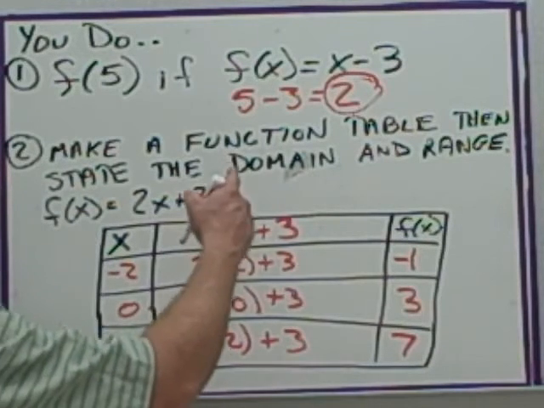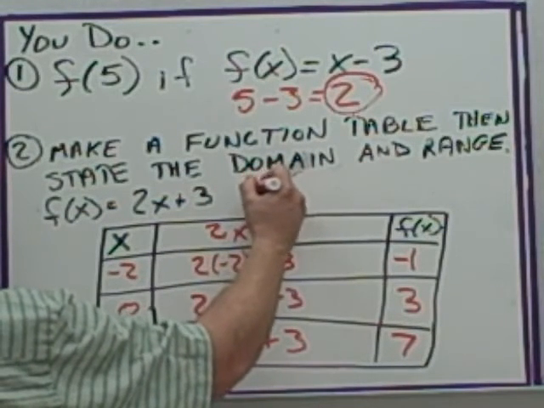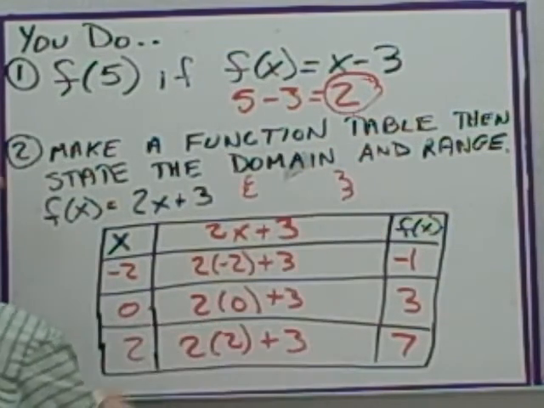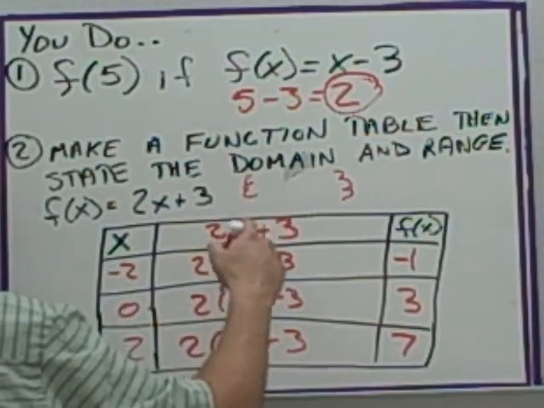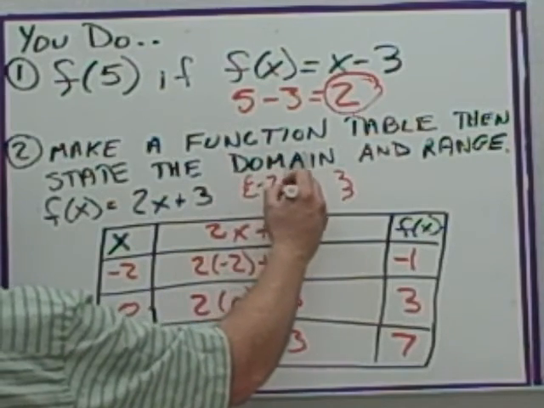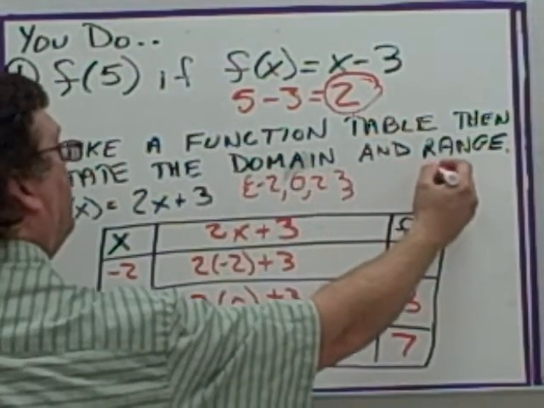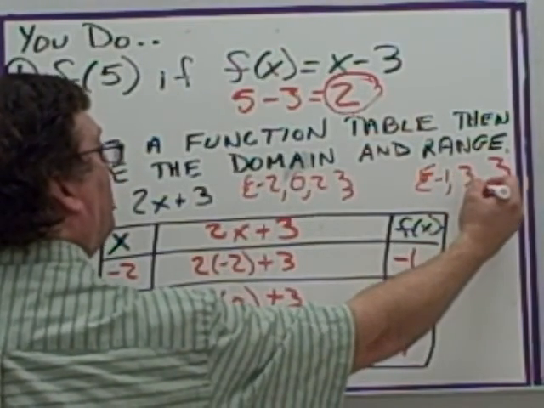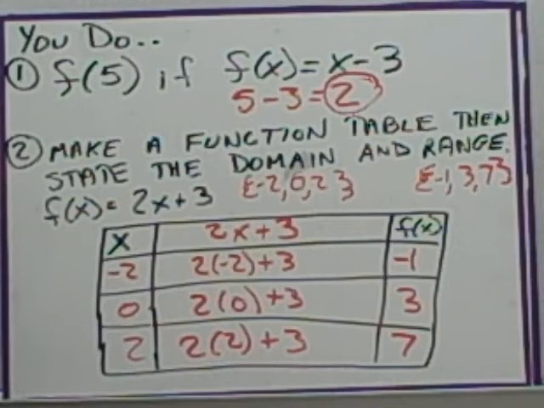Now we're asked for the domain and range. And I'm going to cheat a little bit here by putting them right below the words there. You should have space to write them out. The domain is going to be -2, 0, and 2. And the range is going to be -1, 3, and 7. There aren't any repeats in either one of those, so I don't have to worry about eliminating the repeated values, which I would have to do for domain and range.